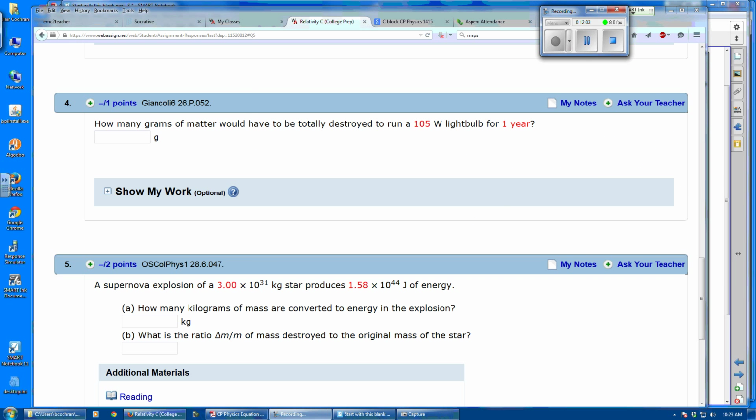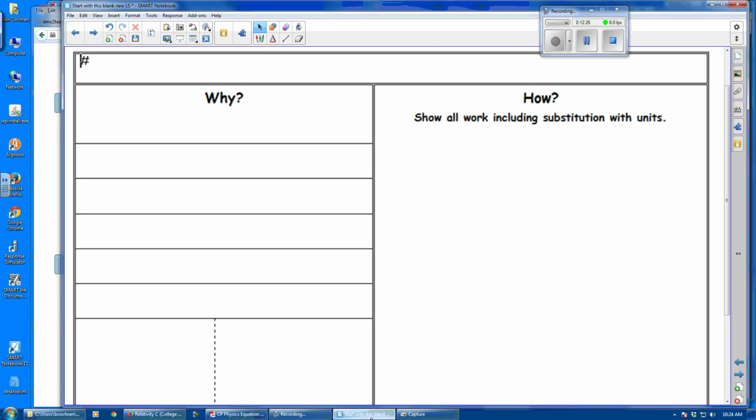All right, so number 4: how many grams of matter will be totally destroyed to run a 105-watt light bulb for 1 year? A couple of good review things in here is reminding yourself what power is, right? So in your why here, you definitely would want to remind yourself that power is the rate energy is used.